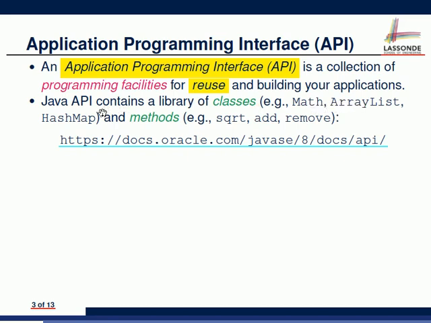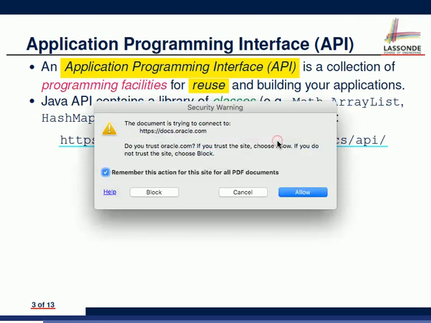So the Java API contains a library of classes. We're going to go over three examples today. We're going to go over Math, ArrayList, and also HashMap. We'll talk about HashMap only as an example. We'll talk about how you can implement HashMap by yourself in 2030, in the fall or in the summer. Okay, that's something beyond this course, but you should know how to use it, not how to implement it.